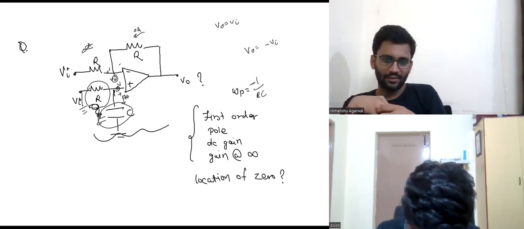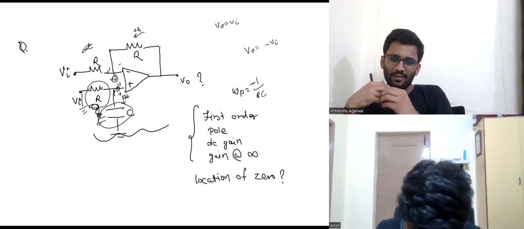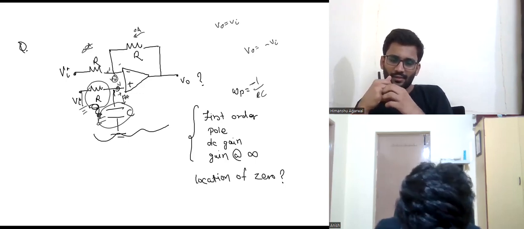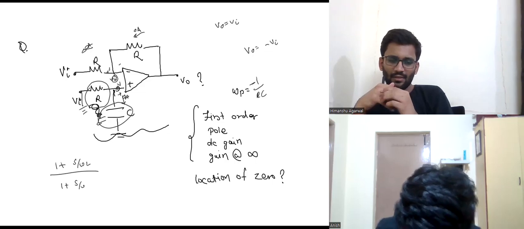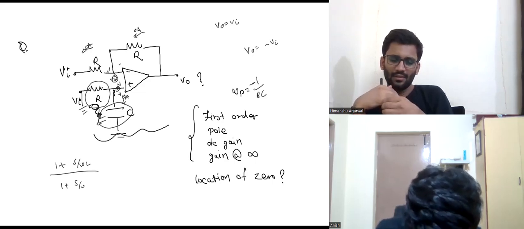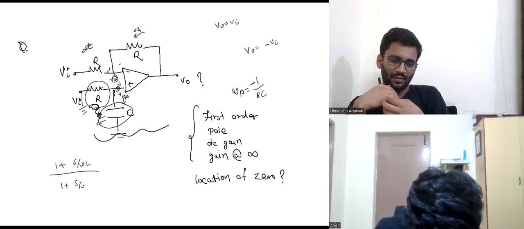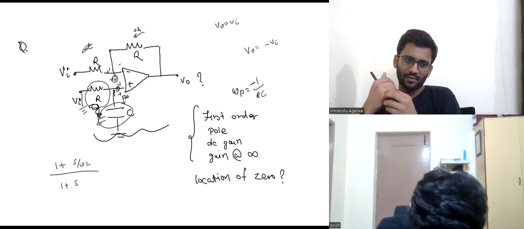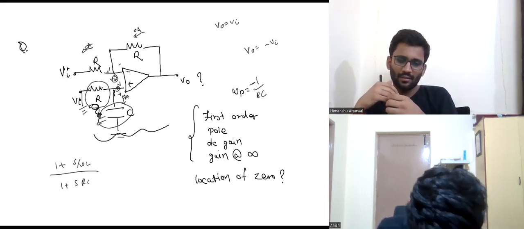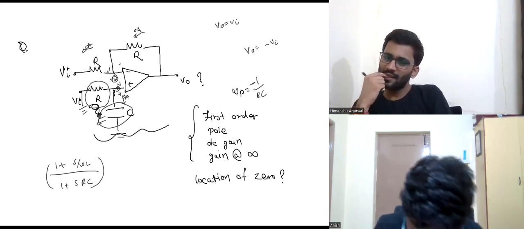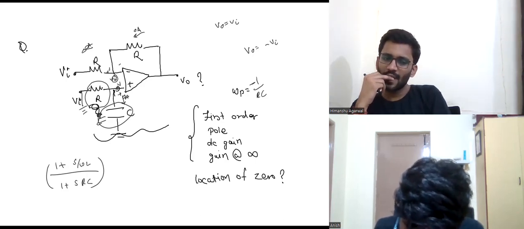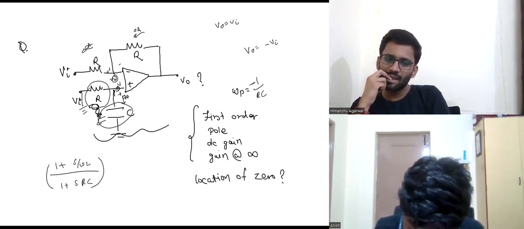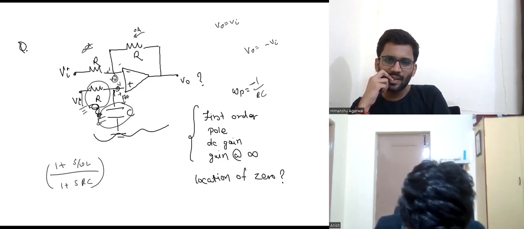Now, what should be the location? We know this is a first order, so it has 1 plus s by omega z and 1 plus s by omega p. Omega p we already know, this is minus 1 by RC. And we already know that at s equals 0 the DC gain is basically 1 for this one, right? So we have the DC gain.